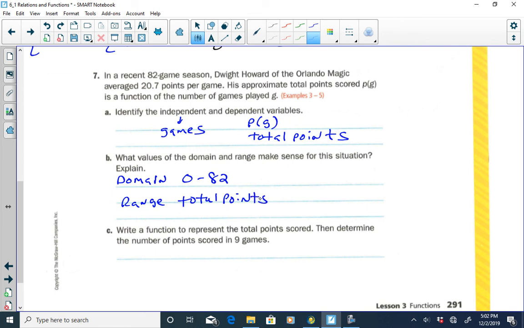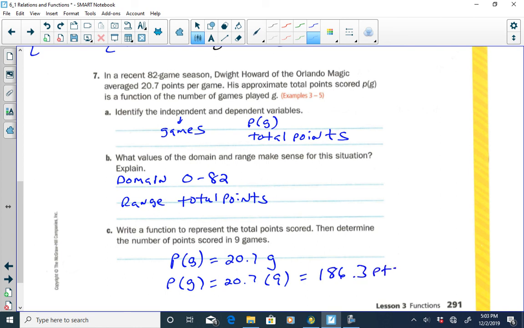Write a function to represent the total points scored. Well, P of G is going to be equal to 20.7 points per game. So if we want to know the total points scored in 9 games, P of 9 is going to be equal to 20.7 times 9, and 20.7 times 9 is 186.3, I believe. It's going to be 186.3 points.